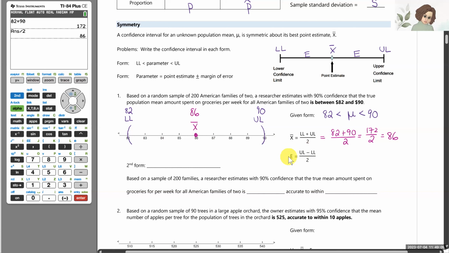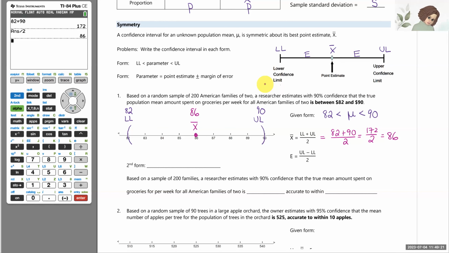And then this formula will give you your margin of error. So remember that between the sample mean and the lower and upper limit, that distance is E. So the entire length of an interval, I'm going to draw it on my interval up here, that entire interval has a length of 2E, 2 margin of error.